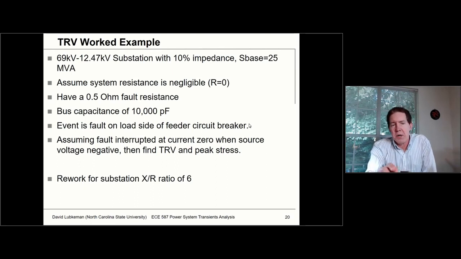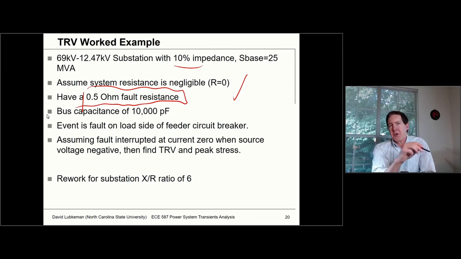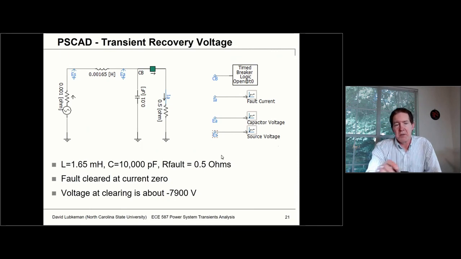So I'll work up an example on this in a second video where we'll have a substation with an impedance, and we'll start off by assuming the resistance is negligible. And this time I'll add a wrinkle where we have a fault resistance of 0.5 ohms, because in real life there's probably going to be a little bit of resistance in there. And so we'll see what kind of difference that makes in the solution. And then we'll also rework this with an X to R ratio of 6, so we have some resistance in the source model.